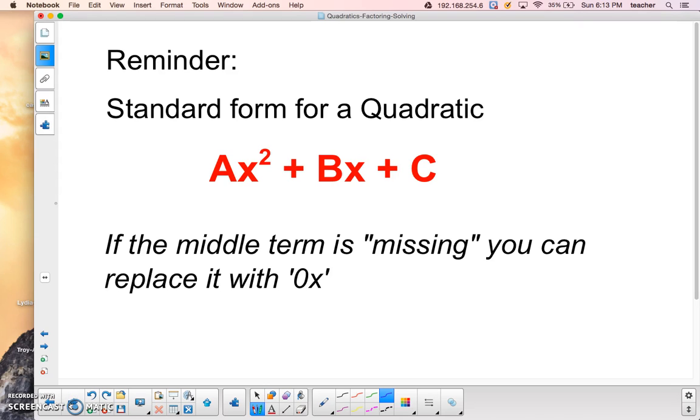Before we do, a quick reminder that we need standard form for quadratic equations. Standard form for a quadratic is ax squared plus bx plus c, where a, b, and c are all just numbers. Don't forget, if the middle term is missing, if this bx doesn't exist in the problem you're given, you can always replace it with a 0x and then follow all the steps that you're going to learn now.